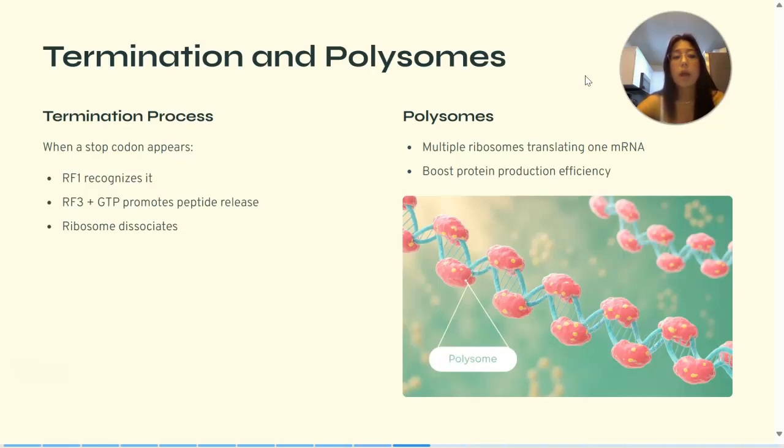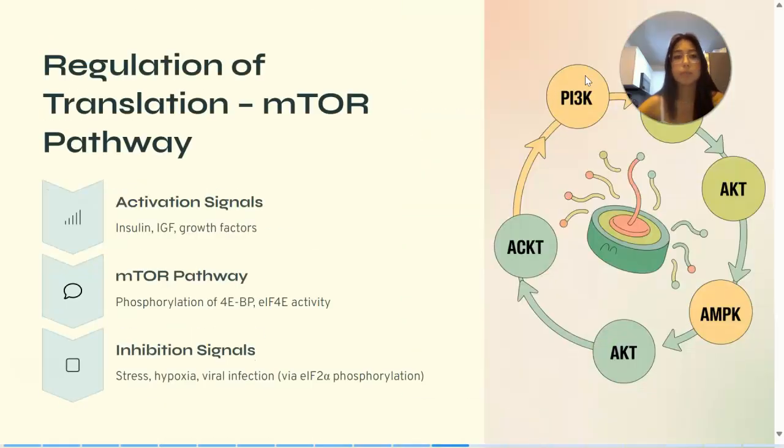Ribosomes are spaced around 35 nucleotides apart, minimizing collisions and maximizing throughput. Polysomes are commonly observed in cells with high protein demands, such as those producing antibodies or enzymes. Their presence is a sign of active translation.